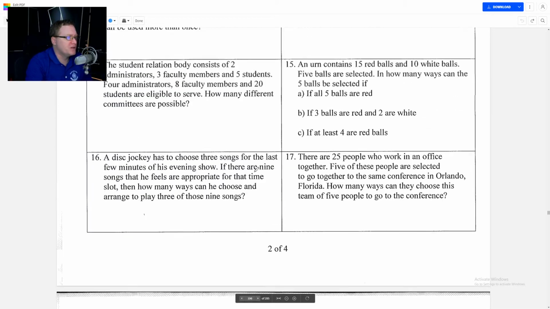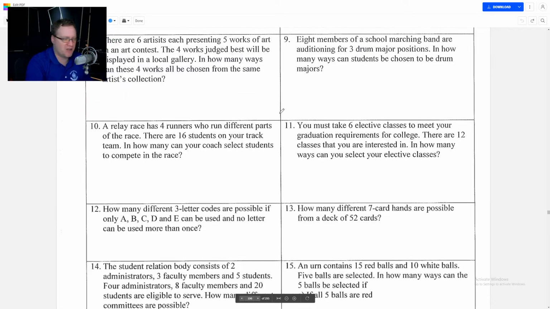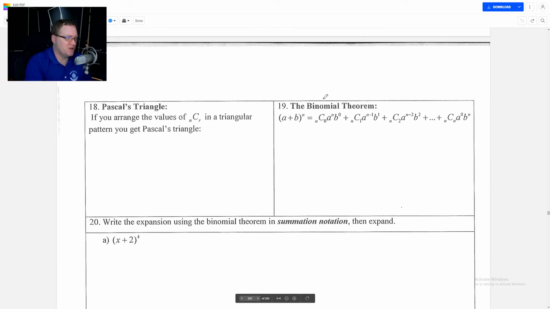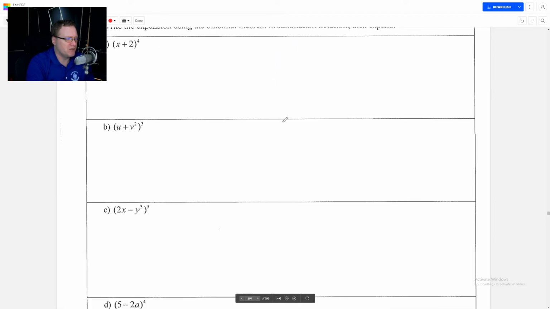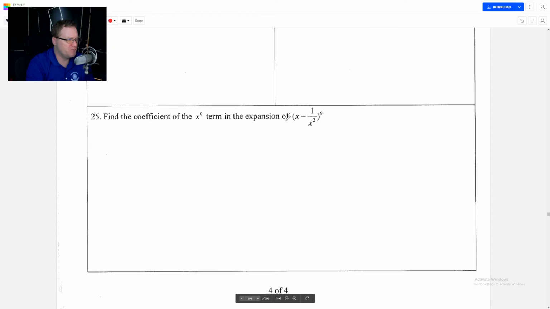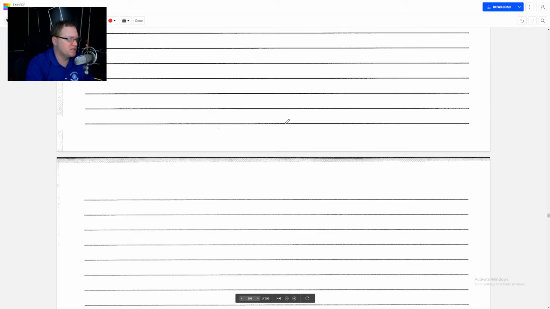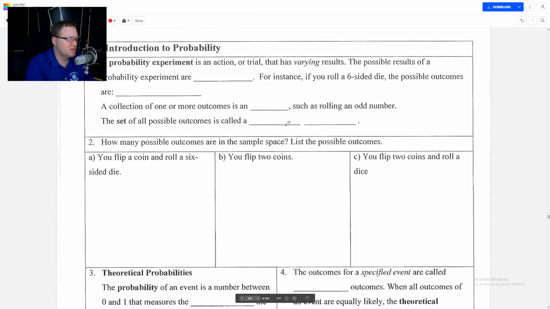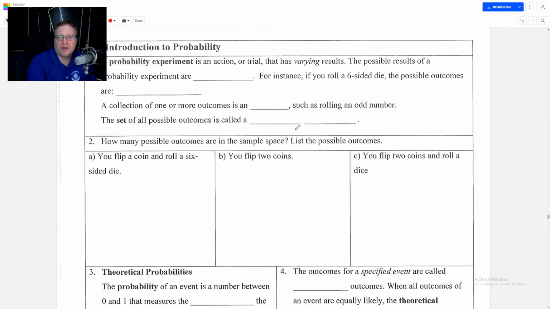Now, in your notebook, the last thing we did was these counting things. The next thing in your notebook is a section about using the binomial theorem. We're not going to mess with the binomial theorem. We're going to go ahead and skip over it. So you can skip a couple of pages in your notebook and you will come across this page where it says Introduction to Probability. Now, probability, we will be using the counting techniques that we have already learned. So make sure you don't forget those. We still need to know how to do them.